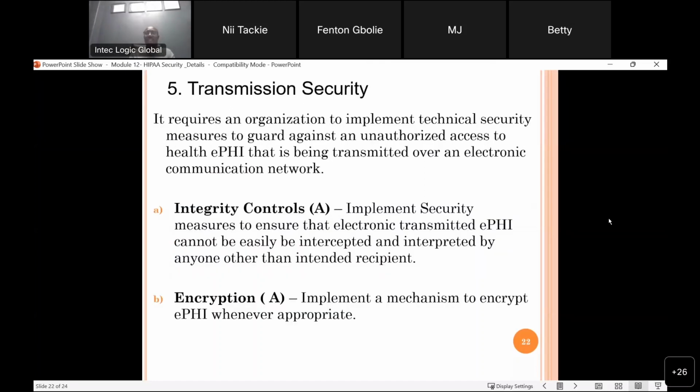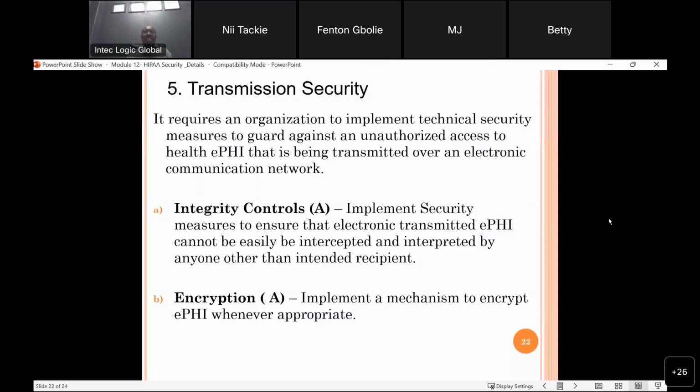The last one is transmission security. It requires an organization to implement technical security measures to guard against unauthorized access to EPHI that is being transmitted over an electronic communication network. So EPHI is being transferred here and there, back and forth. You go to the clinic, they send your record to the pharmacy to pick up your medicine or your medication. That is being transmitted.